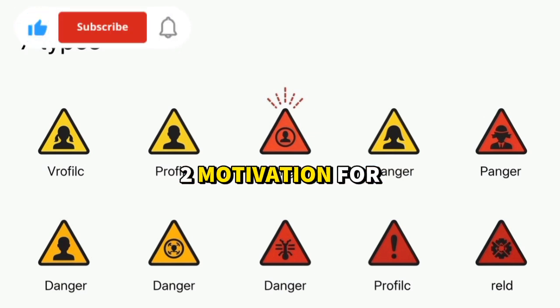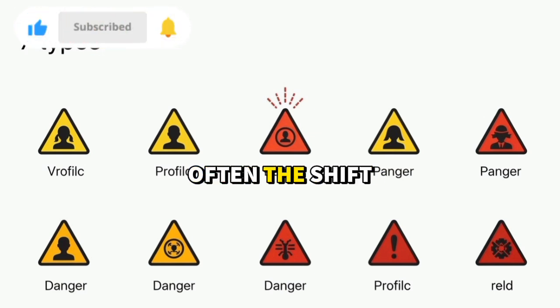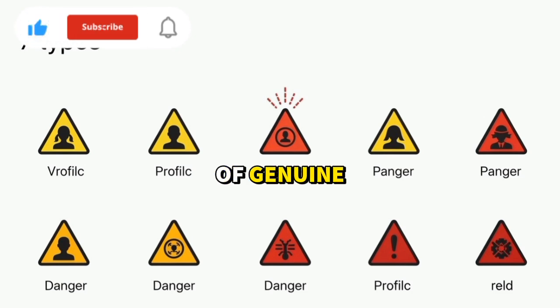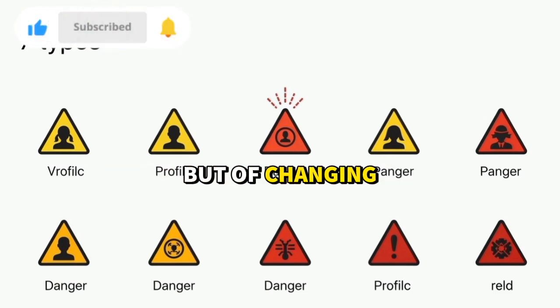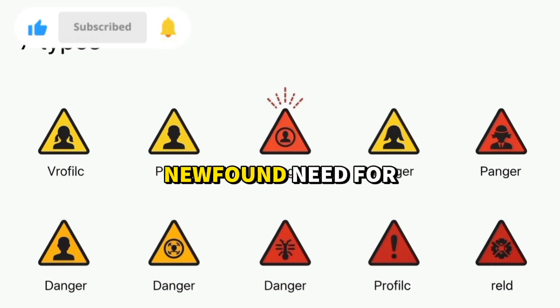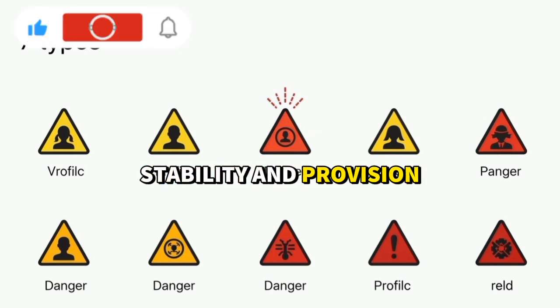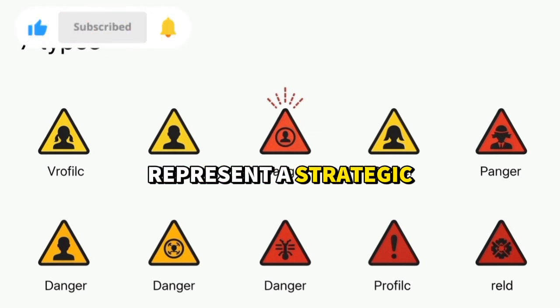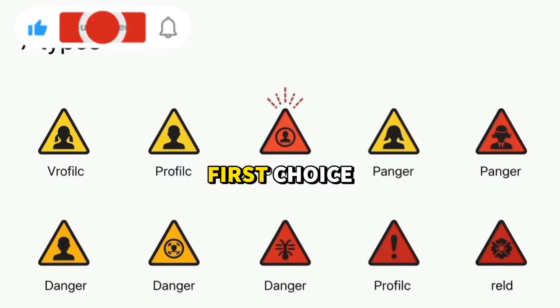2. Motivation for change. Often, the shift is not born of genuine, value-based transformation, but of changing circumstances, decreased social capital, aging, and a newfound need for stability and provision. The partner may represent a strategic plan B rather than a first choice.